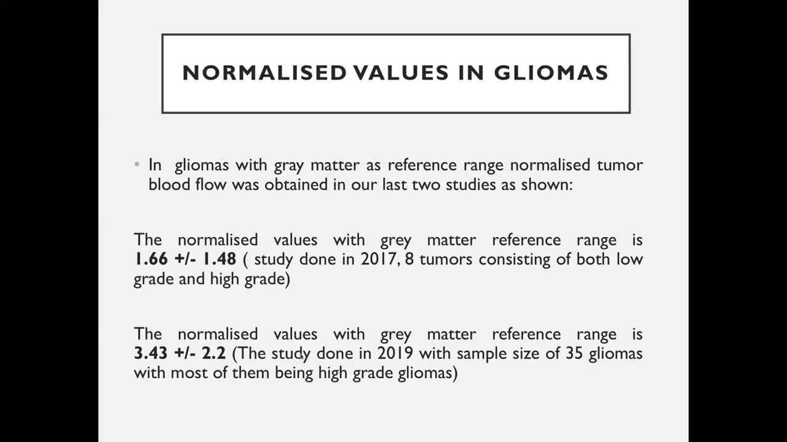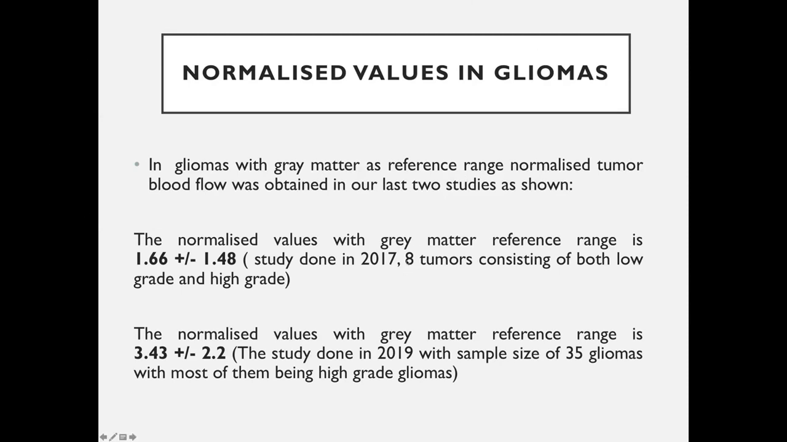So now the application part comes. Now you will say, sir, we have superimposed, we have taken the ratios. Now what do these ratios tell us? Let's discuss what I see in gliomas. Normalized values in gliomas: with gray matter as reference range, we have done two studies. One was done in our institute in 2017, one was done in 2019. One has already been published, the other is underway. So I haven't given references for that. I can give you afterwards.